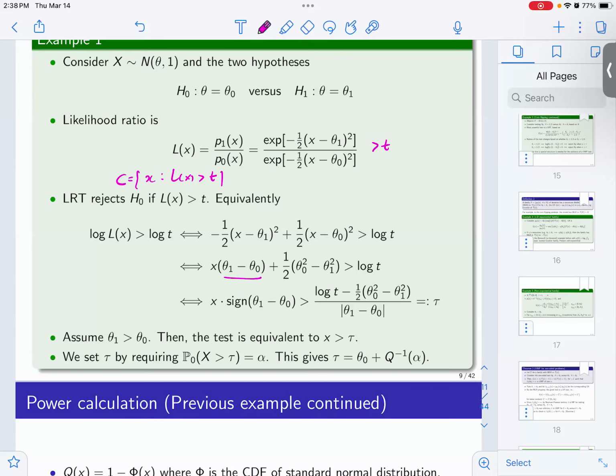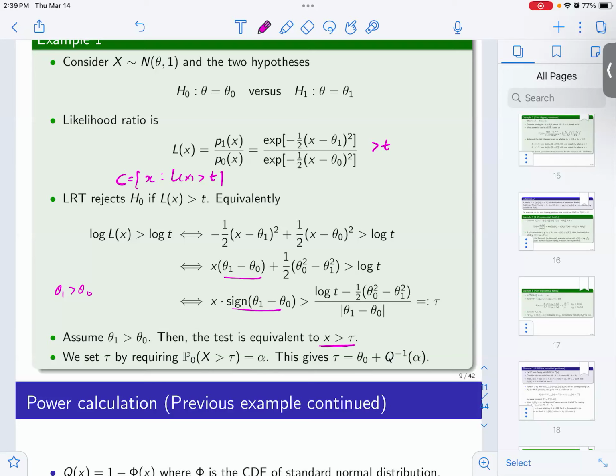So if, for example, theta 1 is bigger than theta 2, then this is just 1. So it says x should be bigger than something. And then the advantage is that I'm going to call this tau, and I just have to specify this tau, which is going to be a function of t and these guys. I don't have to worry about this t. So let's say theta 1 is bigger than theta naught. I know that the test is equivalent to this, x bigger than some threshold.